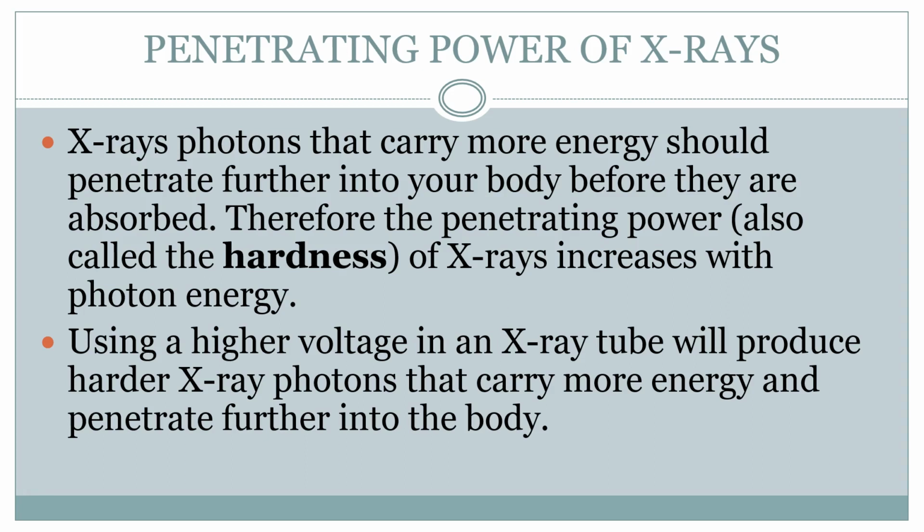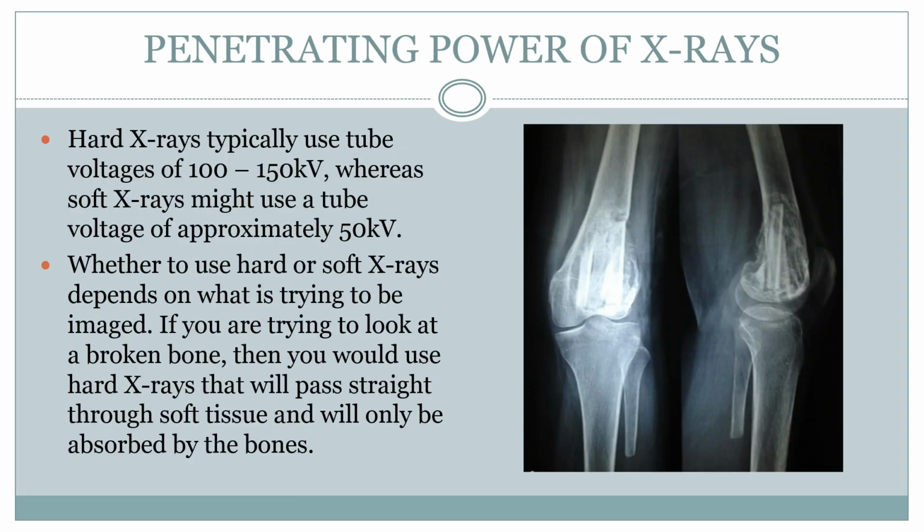So we can adjust the penetrating power or hardness of an X-ray beam by adjusting the voltage we use in the X-ray tube. If we want harder X-rays, we use higher voltages. If we want softer X-rays, we use lower voltages. So as a rough guide, hard X-rays, typically you'd have tube voltages of anywhere between 100 and 150 kilovolts, whereas if you're using soft X-rays, you might use a tube voltage of anywhere down to maybe 50 kilovolts instead.